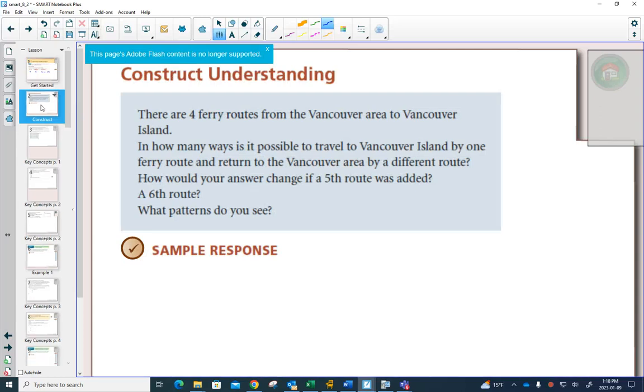Here's a counting question. There are 4 ferry routes from Vancouver to Vancouver Island. You want to travel to Vancouver Island by 1 ferry route, but make sure you come back on a different one. How many ways could that be? Now this is connected to what we were doing last class, when we could count things like how many subs does Subway have.